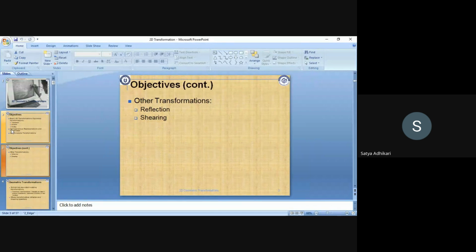Besides that, other transformations are there: reflection, rotation, shearing. Reflection means your image reflection. That is, when you stand in front of a mirror, you will see your image. Suppose you want to know the image of an object, so you can view the image. That is called a reflection image.